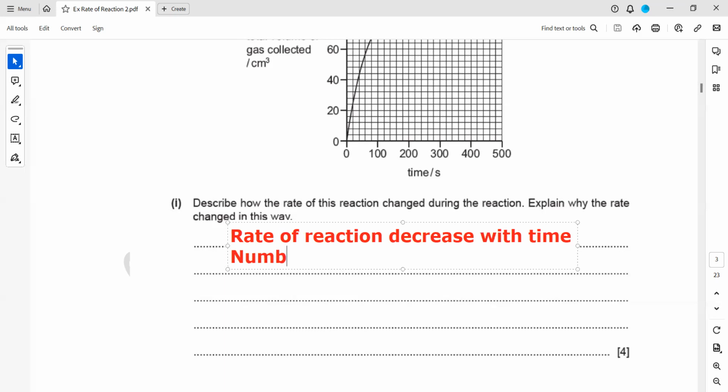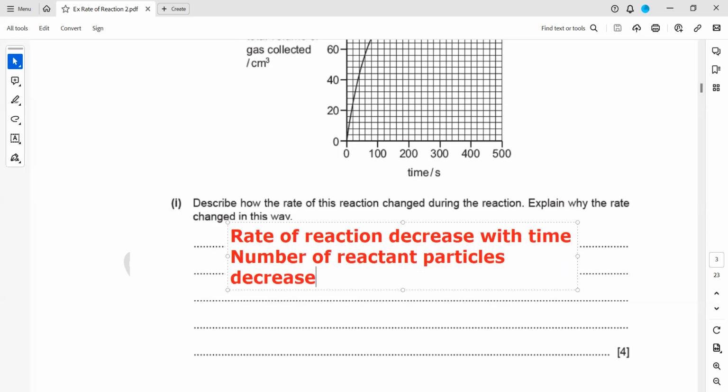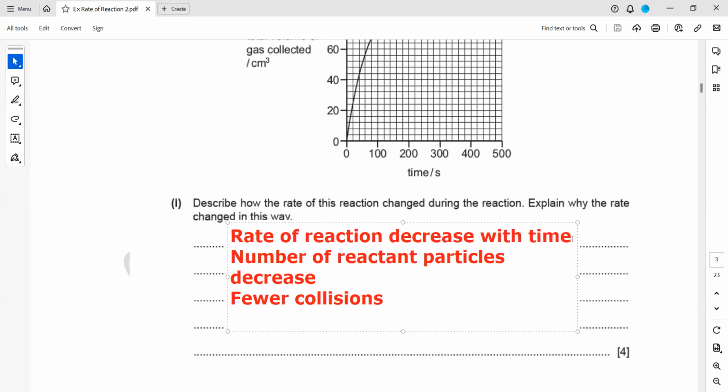So the number of the reactant particles decreases. When the number of the reactant particles decreases, what will happen? They will have fewer collisions. So a smaller rate will be there. And then eventually, what will happen?